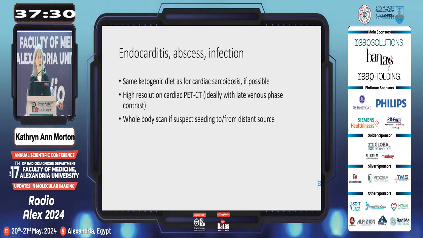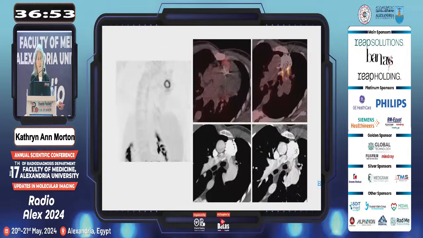For endocarditis, abscess, or infection, we like to put the patients on the same ketogenic diet as sarcoidosis if possible. These patients are often more sick and it's more difficult to put them on a severe diet. We do a high-resolution cardiac PET-CT, ideally with late venous phase contrast, so you can delineate the structures within the heart. It's also important in these patients with suspected endocarditis to do a whole-body scan if you want to identify seeding to or from a distant source.